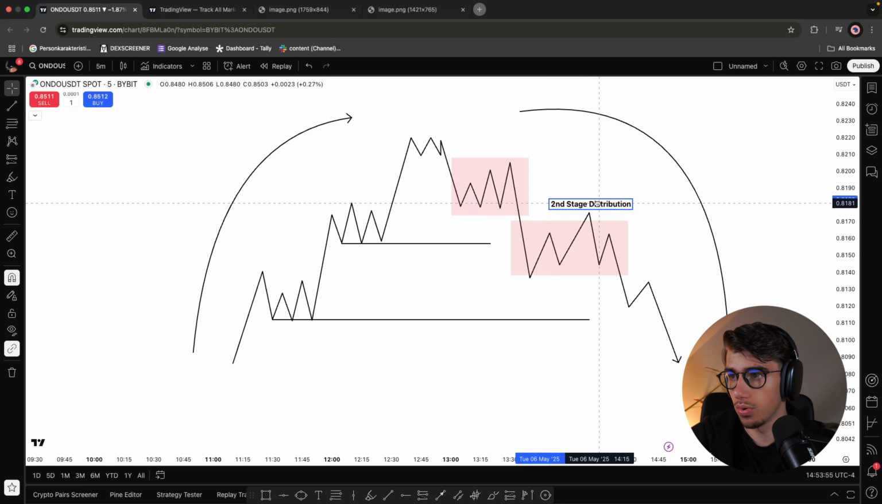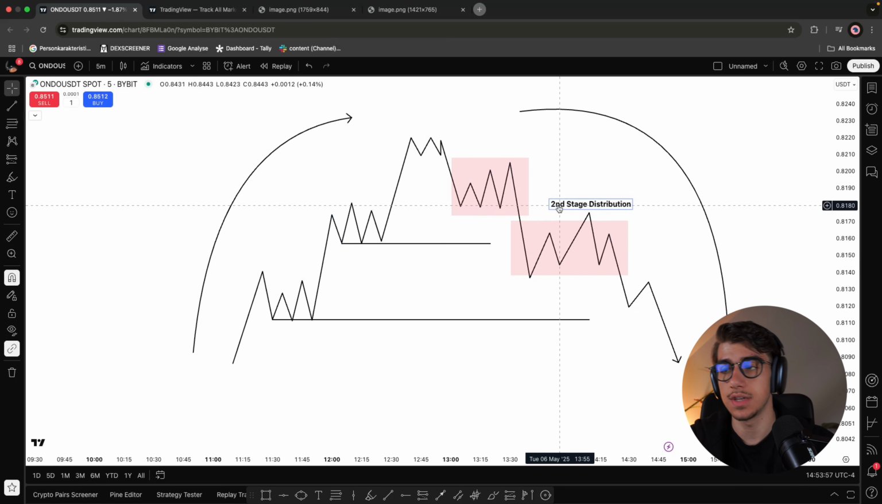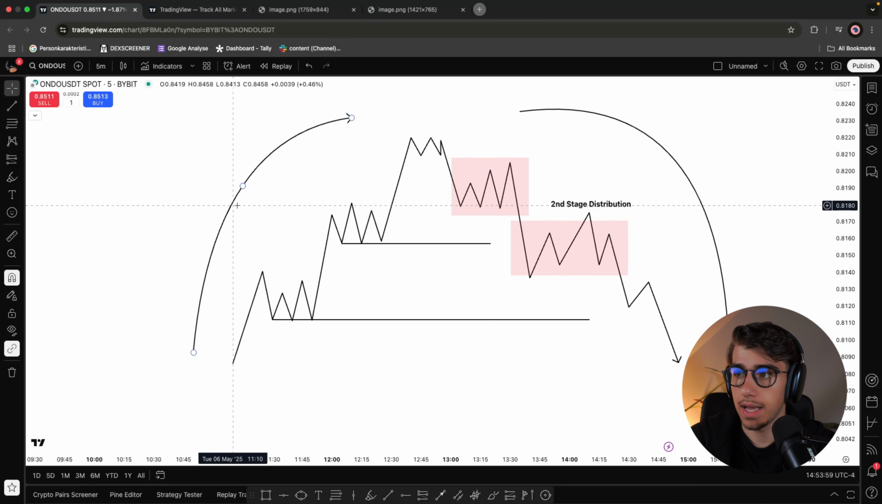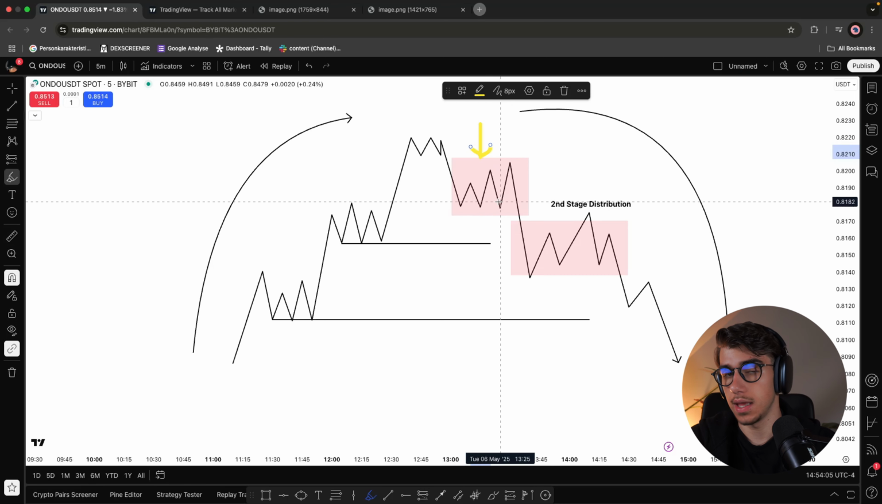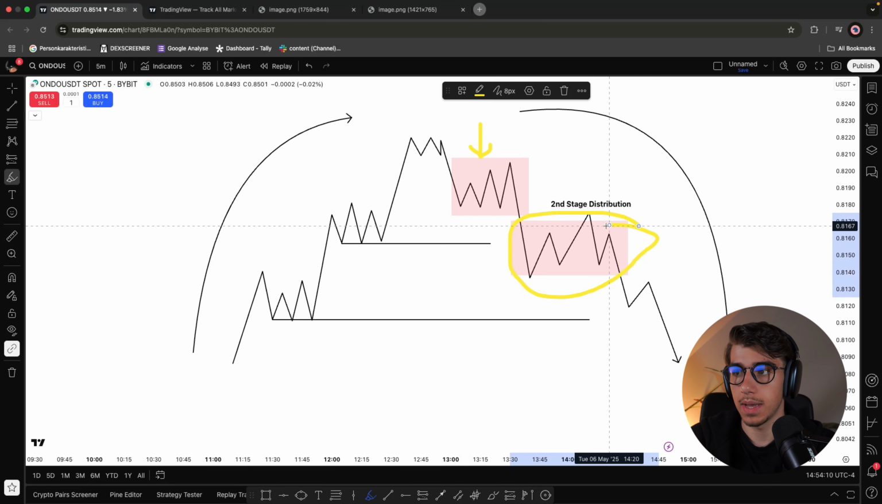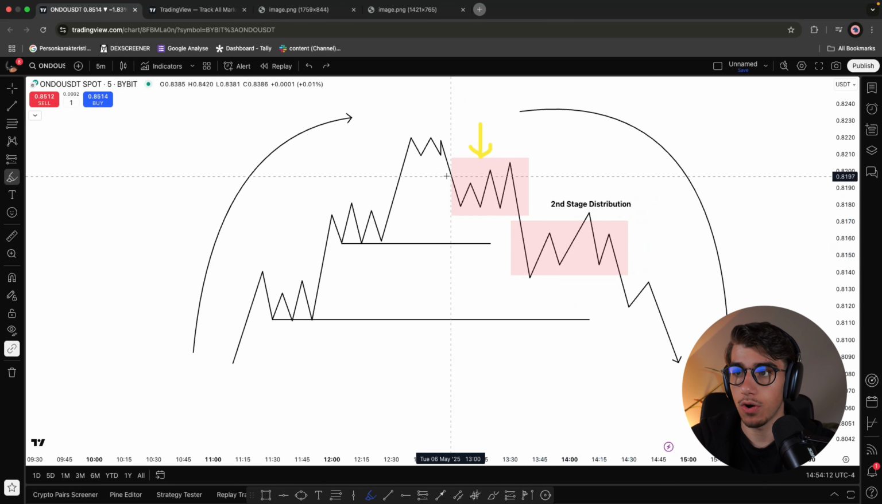Now, the reason why it's important that we look for our entry in the second stage distribution is because if I now start looking for my entry in the first stage distribution here, well, then I am not as confident that it is a market maker sell model. The reason for that is because if I look for my entry within this consolidation, I have already seen the market repeat the pattern twice.